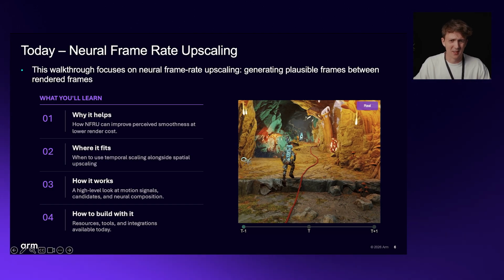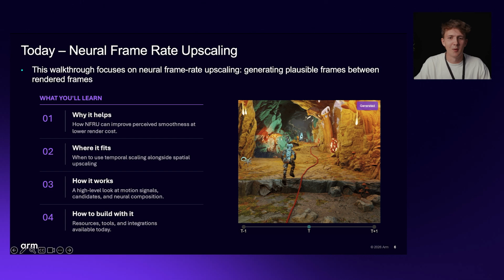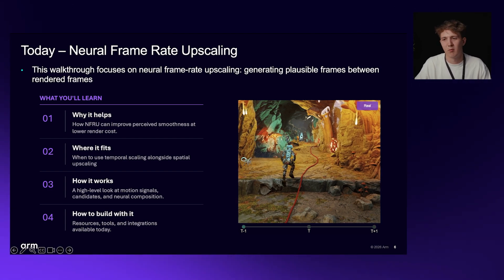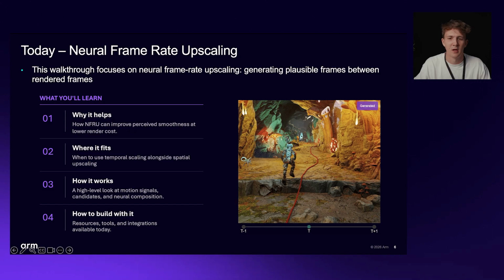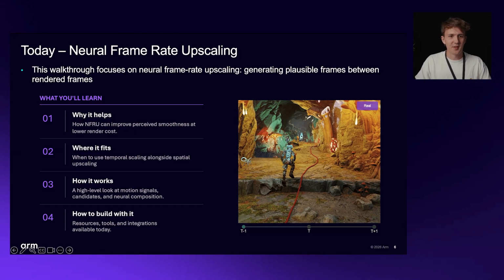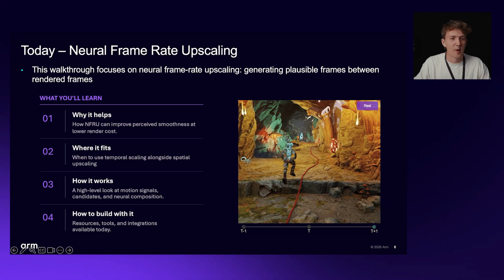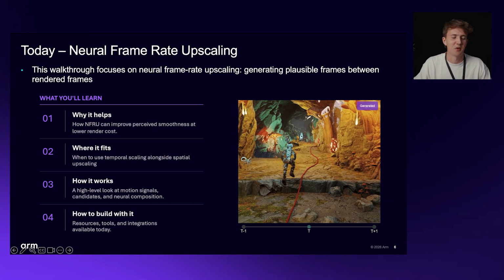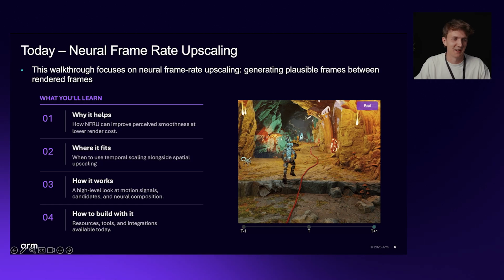And there are four main things that I'm going to cover today. The first is why is this useful? Why does it help? How does it increase frame rate? How does it make motion appear smoother without paying the cost of fully rendering every frame? The second is where it fits. Frame rate upsampling is a temporal technique, so I'll explain how it can be used alongside spatial upscaling.